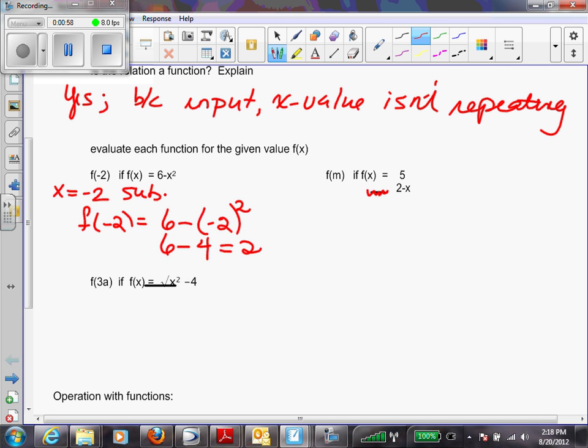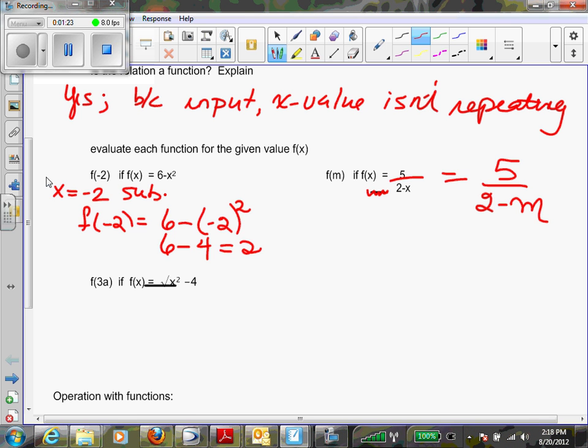Is this a fraction here? 5 over? Okay. All right, find f of m if f of x is equal to 5 over 2 minus x. I'm just letting my x be what? Okay, so when I substitute it in, that's 5 over 2 minus m. Is there anything to simplify? No, that's just what it's supposed to be.